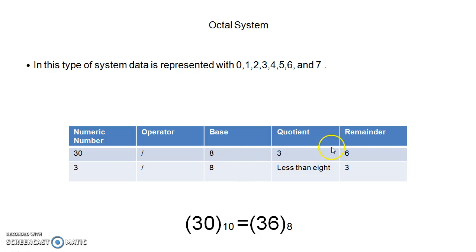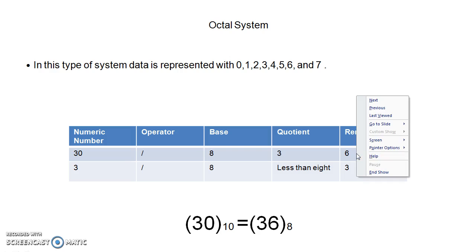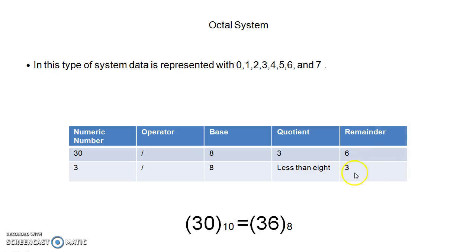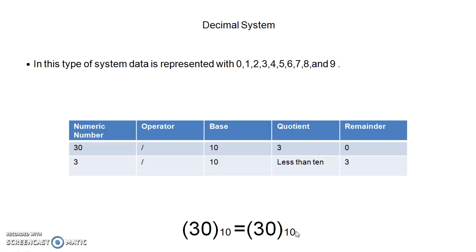I will get a quotient 3 and remainder 6. Now quotient 3, I will divide by 8. I will get a remainder 3 because the quotient is less than 8. To represent this number in an octal system, track the remainders and arrange them in a reverse direction, from bottom to top, that is 3, 6 in the octal system. 30 in the decimal system is equivalent to 3, 6 in the octal system.